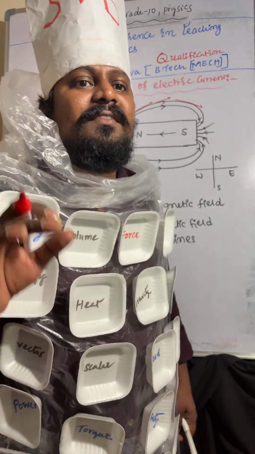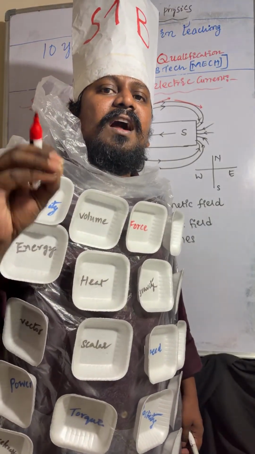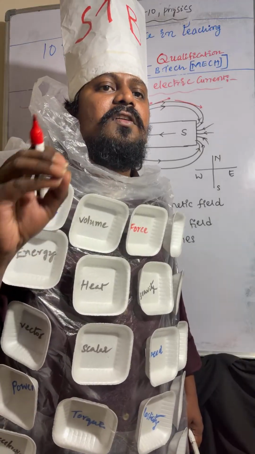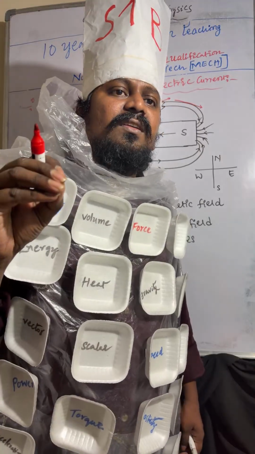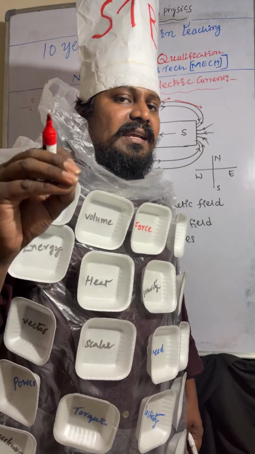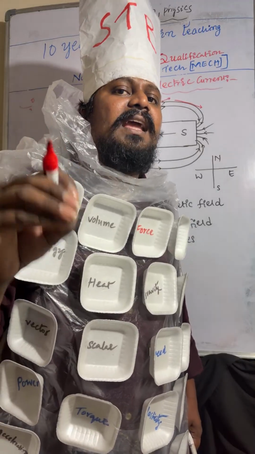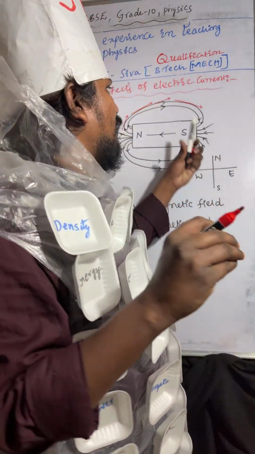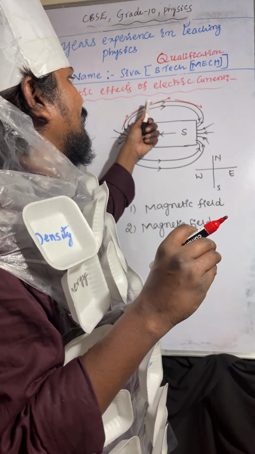If you want to identify the magnetic field at a particular point, you have to draw the tangent to the magnetic field lines. Along that particular direction, the magnetic field will be present at this point. And if you want to identify the magnetic field, you have to draw the tangent.